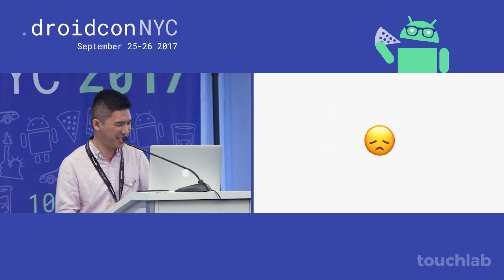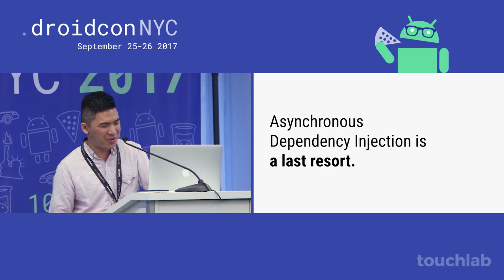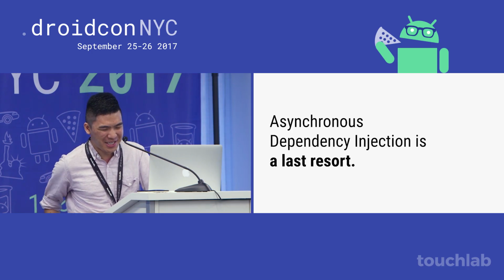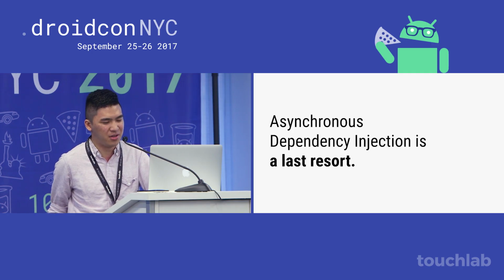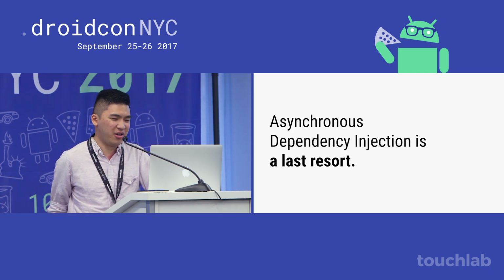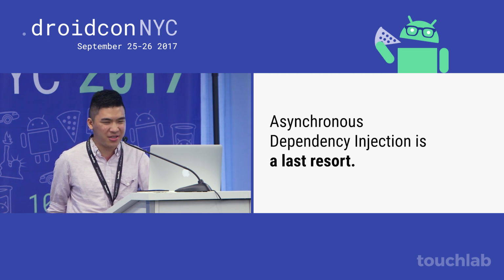Cool. So that's very unfortunate. The way I would express what I've learned is that asynchronous dependency injection is a last resort. You're trying to squeeze the last 100 or 200 milliseconds out of your activity startup time. But in all likelihood, there are probably easier gains. It's probably going to be a lot easier to remove all dependencies that you don't need.